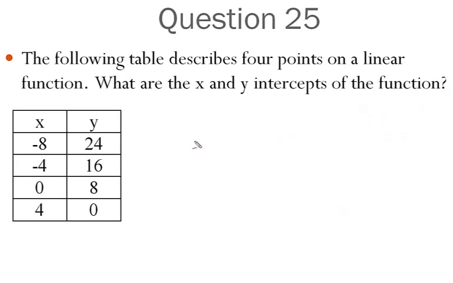Question 25 isn't too bad. It's pretty simple. It says the following table describes 4 points on a linear function. What are the x and y intercepts of the function? So x and y intercepts, you should already know the x-intercept is where x is some number and y is 0.